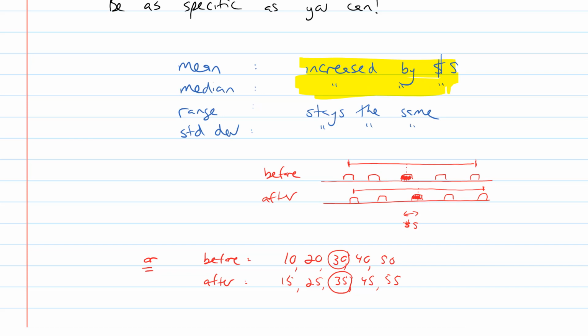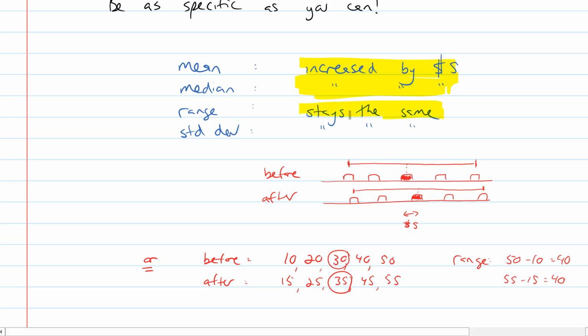The range is the max minus the min. And so it's going to be 50 minus 10 equals 40. And for the second one, it's going to be 55 minus 15, which is also equal to 40. And so that's where we come to the conclusion that the range stays the same.